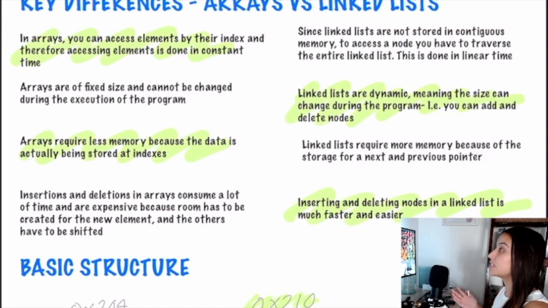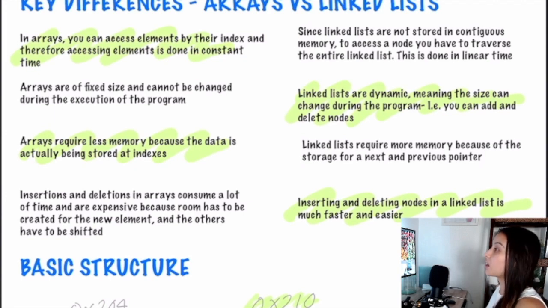Whereas linked lists, because they're not stored in contiguous memory, to access a node, you have to traverse through the whole list. Meaning that, let's say you want the 17th node, you're going to have to go through 1, 2, 3, 4, all the way through 16 to reach that 17. So you can imagine, in theory, if you have a linked list with 1,000,000 items, if you want to get the millionth minus 1, it's going to take you a while to get there.